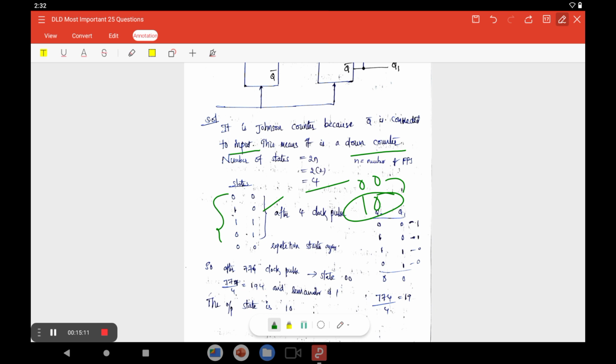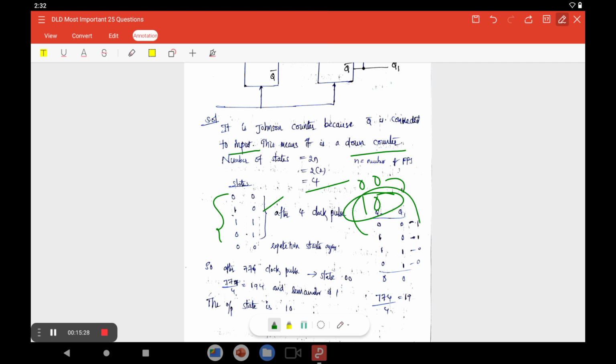Now based on the remainder, you can decide whether the count is incremented by 1 or 2. So here also, same thing. The 0 0 state means that q1 is equal to 0 and q bar is equal to 1. Therefore, the next pulse 1 is connected to here. So that's why the 1 0 sequence is existing.